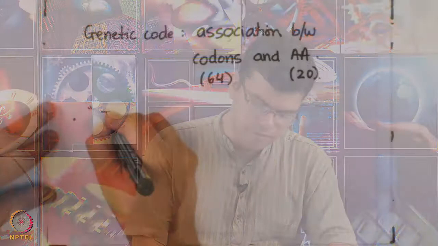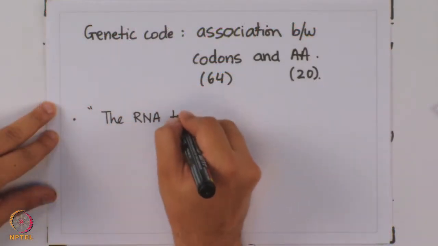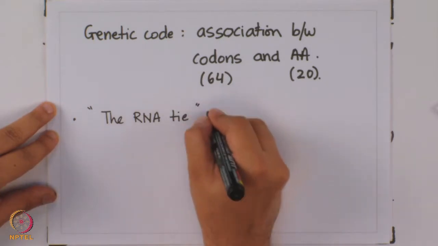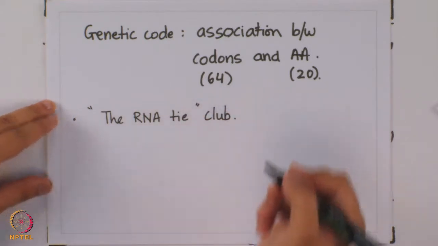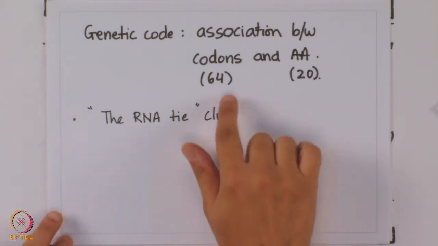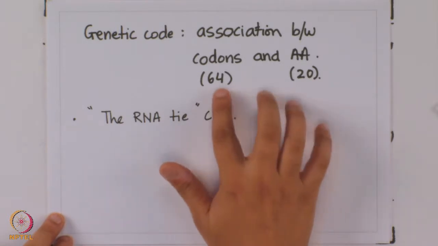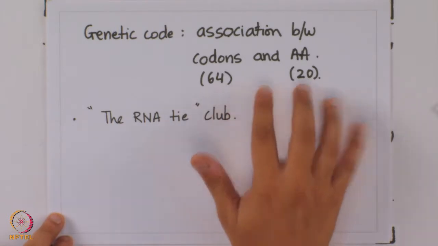Watson and Crick, particularly Crick, after their DNA structure paper in 1953, was working on this problem, and they formed a very well known club which is called the RNA Tie Club. This was formed in the 50s and tried to decipher the relationship between 64 and 20. How does a number 64, which is much bigger than 20, correspond to 20 amino acids?